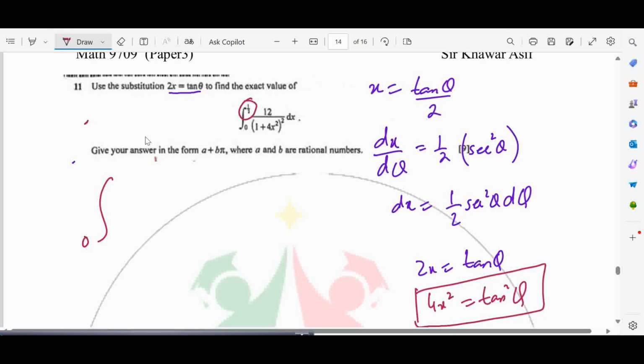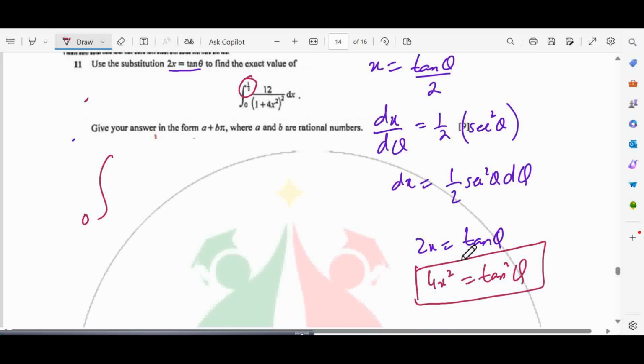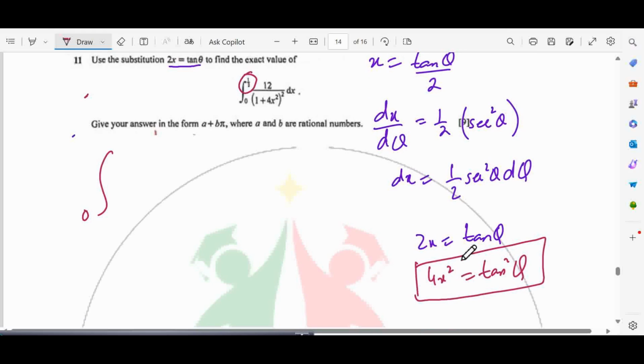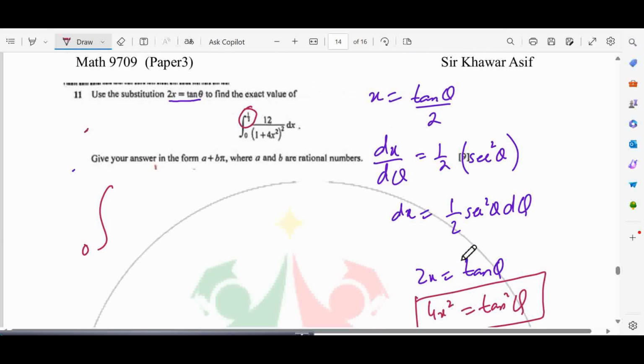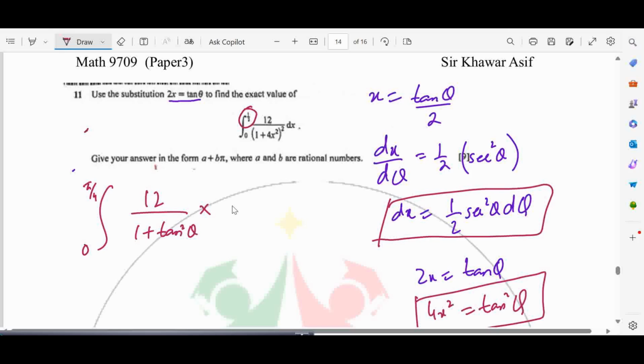So we need to check that when x is 0, what will be the value of theta? When x is 0, this will be 0. And when x is minus 1 by 2, this will be pi by 4. That is why we will use pi by 4 here. And if we integrate it now, this equation will become 1 plus 4x square means tan square of theta, and dx will be equals to 1 by 2 secant square theta d theta.